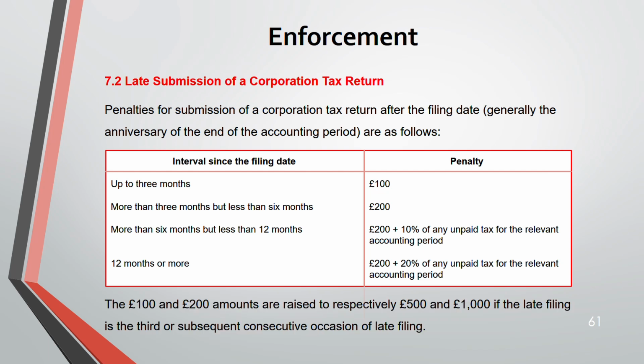Now, the 100 and the 200 can be raised to 500 and 1000 also if the late filing is the third or subsequent consecutive occasion of late filing. That means twice you have filed late. The third time you are filing late, remember this 100 becomes 500, 200 can rise up to 1000. It has to be consecutively, one after the other, you are filing late.